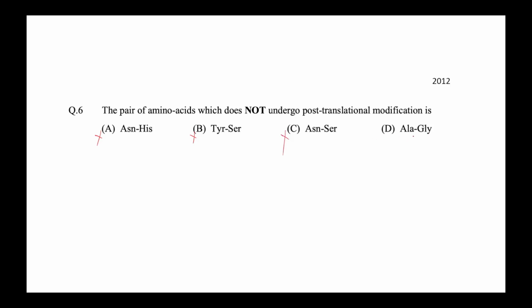The fourth option is alanine and glycine. If we see the side chains of these, alanine has a methyl group and glycine is the simplest amino acid, with hydrogen as its R group. So these two cannot undergo post-translational modification. The correct option would be this one, the alanine and glycine pair, which cannot undergo post-translational modification.